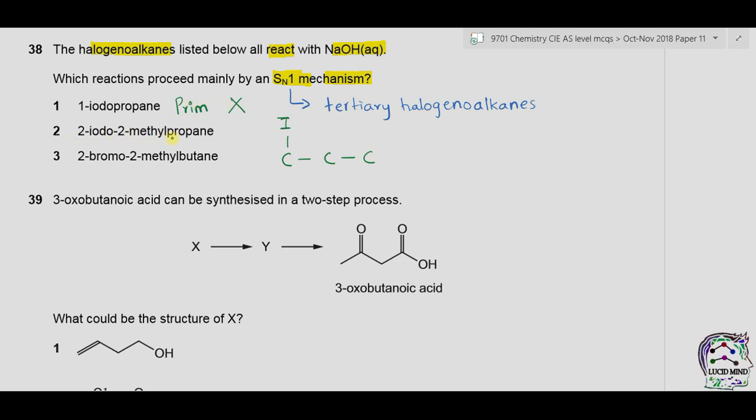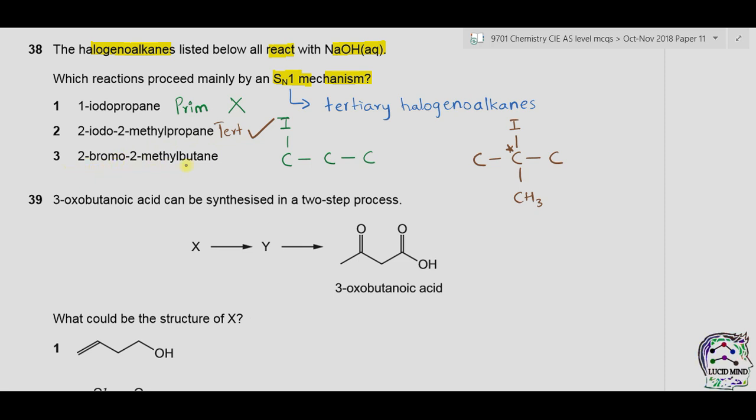2 is 2-iodo-2-methylpropane. Again we have 3 carbon atoms in the long chain as it is propane. On second carbon we have iodo, and on second carbon we also have methyl group, so it is iodo and methyl. As iodine is attached with the carbon atom which is directly attached to 3 other carbon atoms, so therefore this is tertiary halogenoalkane. So this will go through SN1 mechanism.